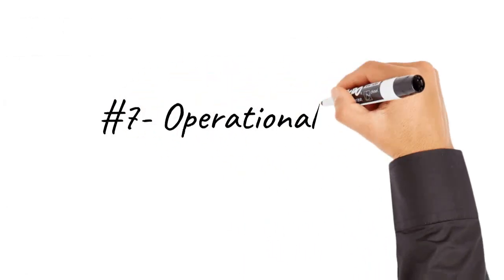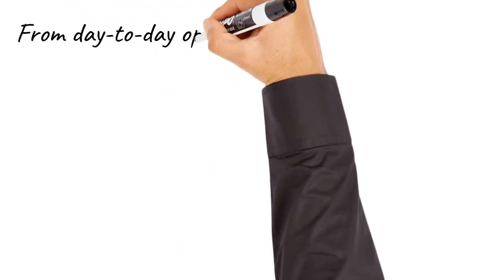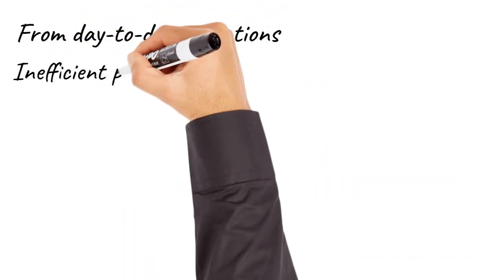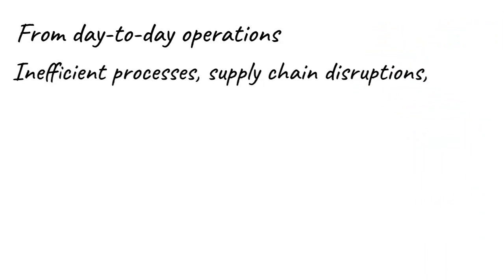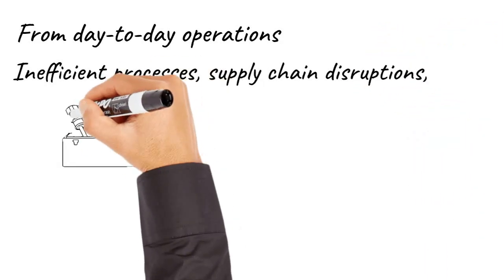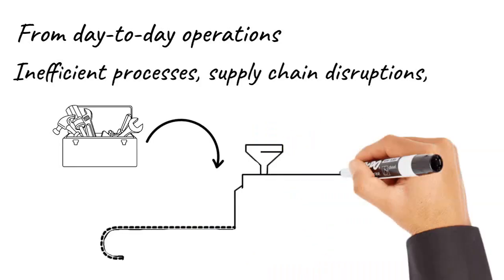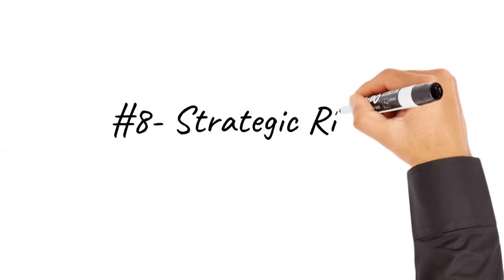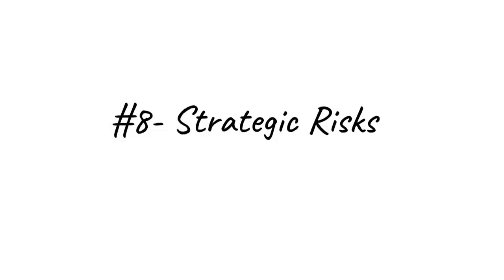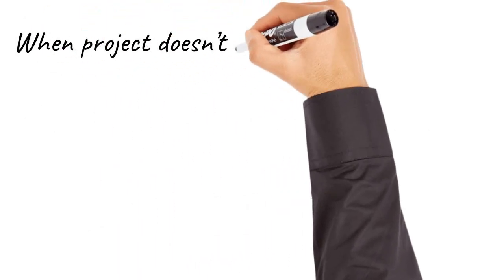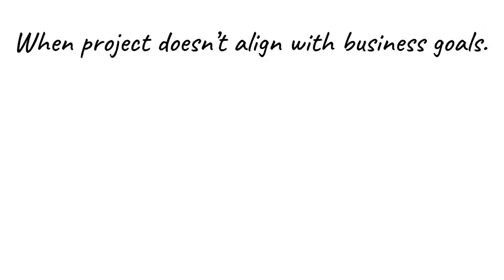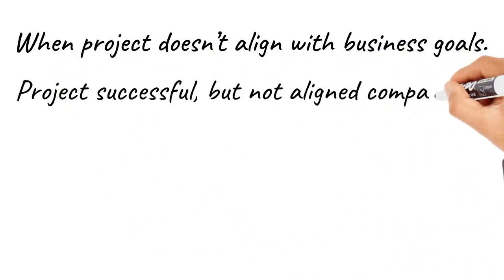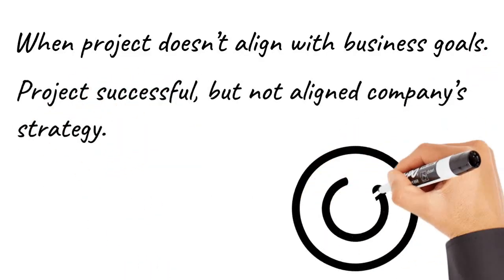Number 7. Operational risks. These come from day-to-day operations, inefficient processes, supply chain disruptions, or equipment breakdowns. For example, a critical piece of machinery fails, delaying production. Number 8. Strategic risks. These happen when the project doesn't align with business goals or long-term value isn't delivered. For example, your project finishes successfully, but it doesn't really support the company's strategy.